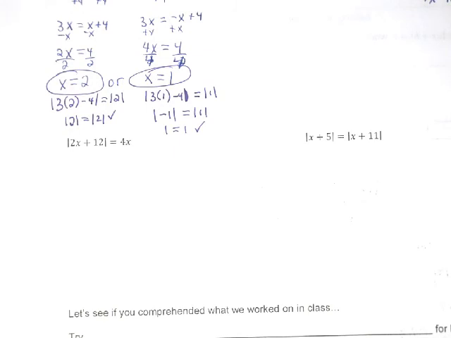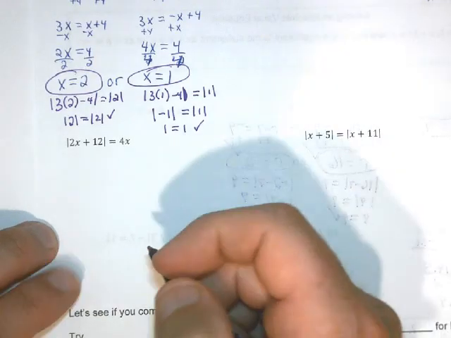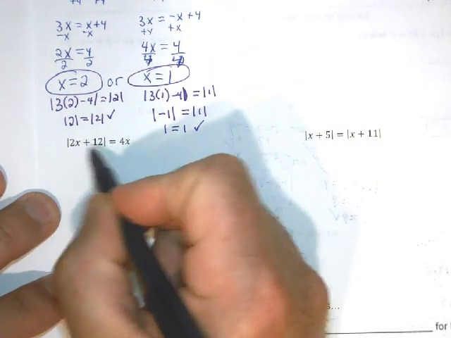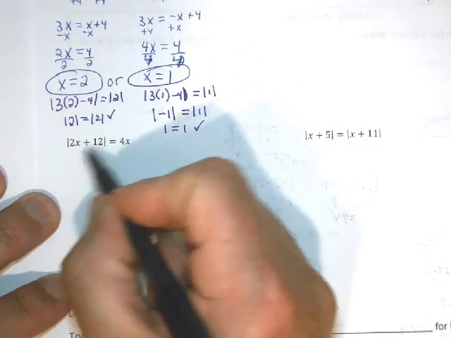Continuing, we have our 2x plus 12 equals 4x. I do want to show you when we do get one that works out as just a single solution. Extraneous is what it's referred to as when it has only one extraneous solution, one solution. So let's go ahead and do that one.